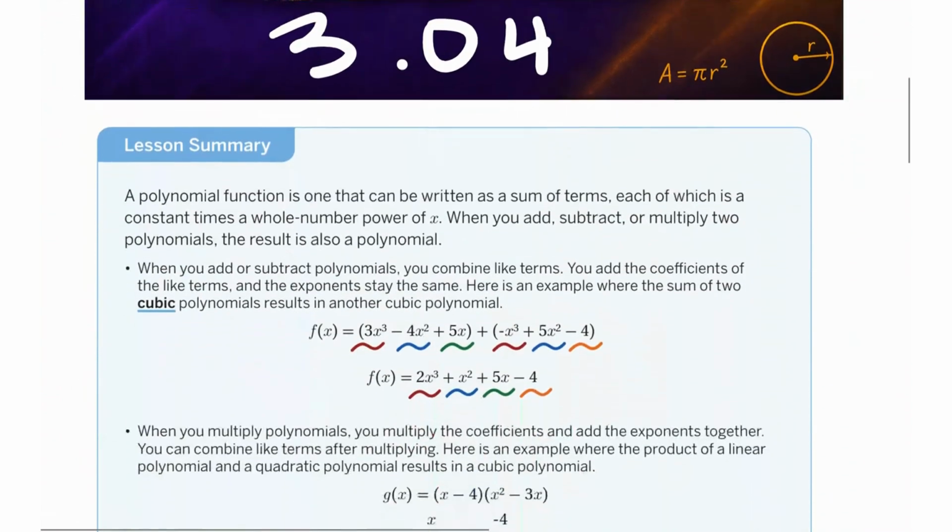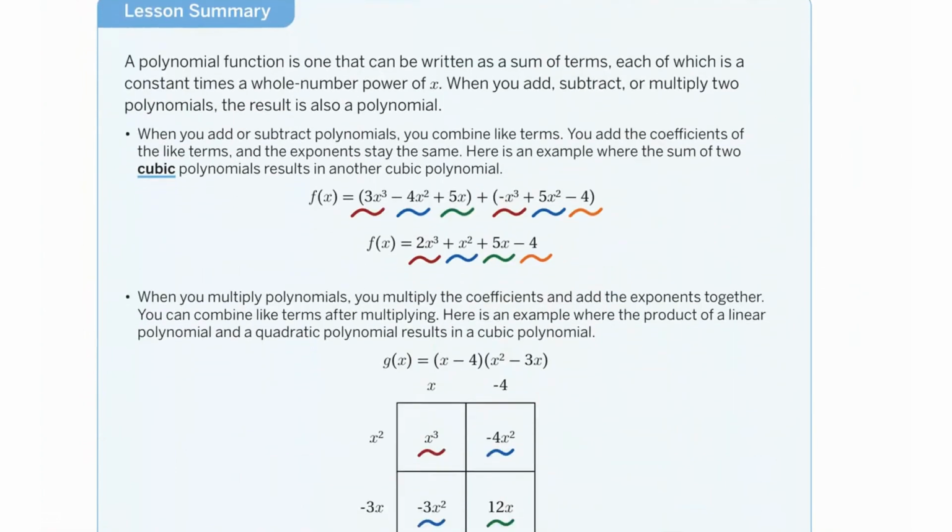Our lesson kind of covers us taking two polynomial expressions and adding, subtracting, or multiplying them. And we show that we get another different polynomial when we do that. So when we're adding or subtracting, we're really just combining like terms.